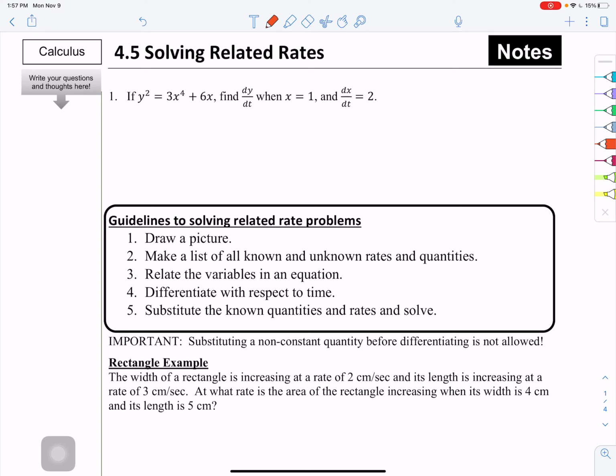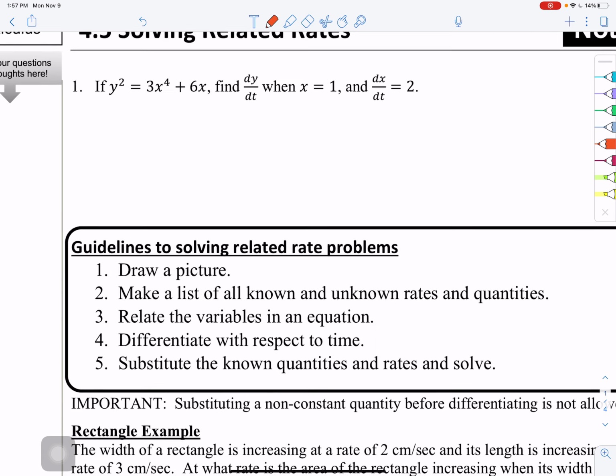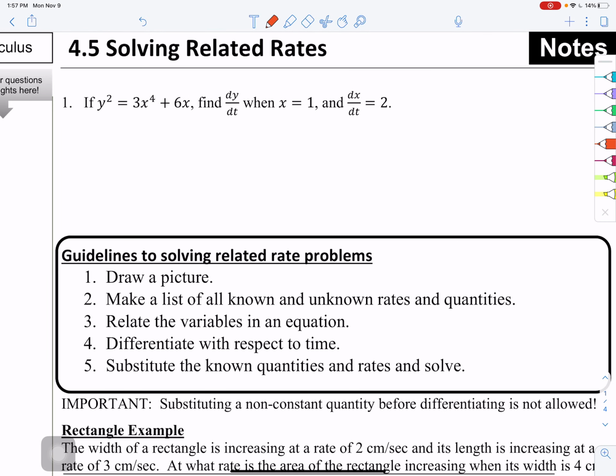This is topic 4.5, solving related rates. So let's go ahead and take a look at this first question. If y squared equals 3x to the fourth plus 6x, find dy/dt when x equals 1 and dx/dt equals 2. Now, I want to make sure you understand. We want to find dy/dt when these are equal to those values. We cannot plug those values in until we take the derivative of every term with respect to t.